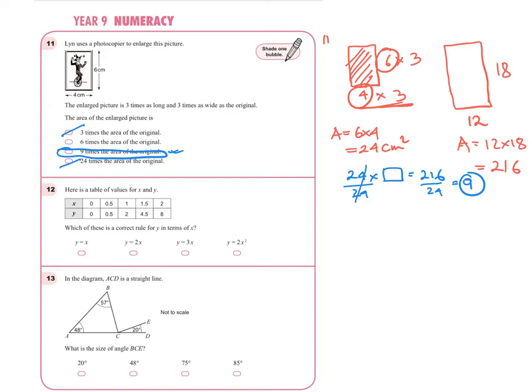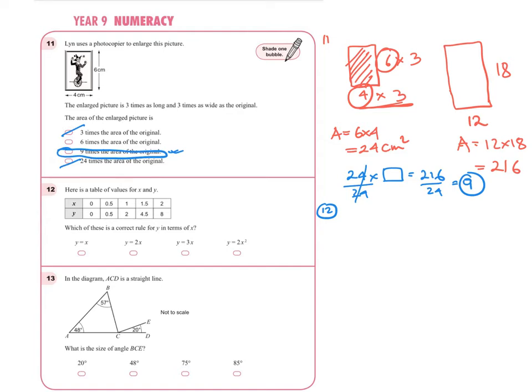Okay, question 12. Here's a table of values for x and y. Which of these is the correct rule for y in terms of x? Pretty much what is happening here is every time x is changing, y is changing as well, and we need to find that relationship between x and y. So let's have a look here.